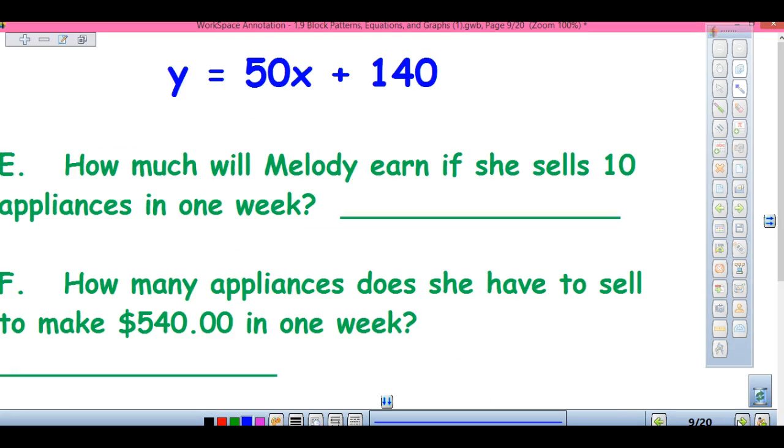It says how much will Melody earn if she sells 50 appliances in 1 week? No, not 50 appliances, 10 appliances in 1 week. If she sells 10 appliances, what's her commission? $500, plus you got to add on her weekly salary, so $640. Make sure we're talking money, so make sure you label it with some dollar signs.